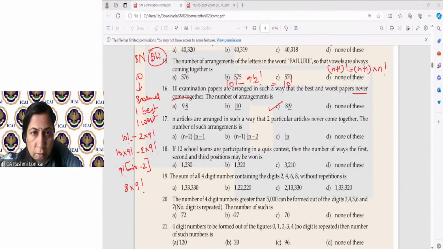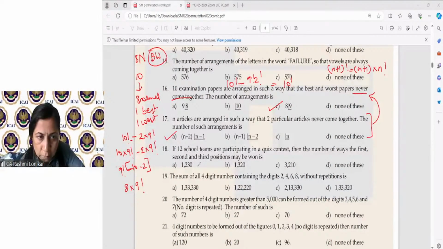Okay, have you understood, Rohit? This 16th and 17th are similar, the same thing. We solved this using the idea that if n articles are arranged in such a way that two particular articles never come together, the number of arrangements is given by n minus 2 into n minus 1 factorial. Is that okay now, Rohit?